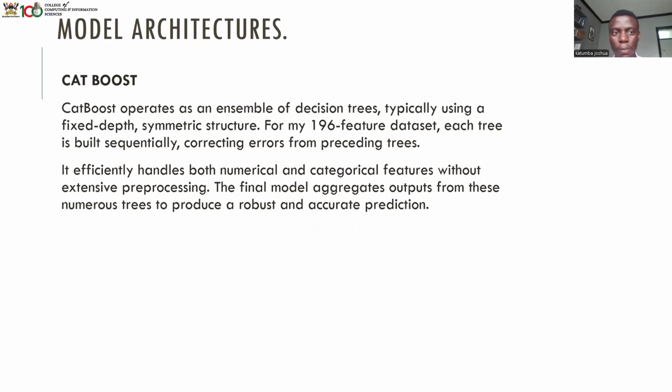So I'll go through the CatBoost first. And I spoke about the decision trees. With this one, it had a depth of 4. Then we had over 196 features from the dataset. And then the trees were built sequentially, correcting the errors from the previous trees. So at the end, the model aggregated all the outputs from the numerous trees to come up with an actual prediction.